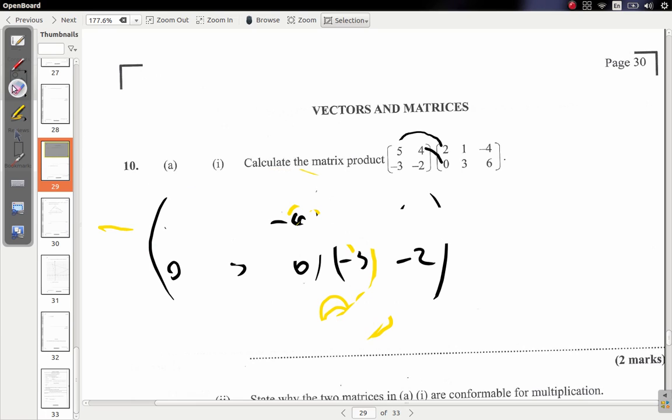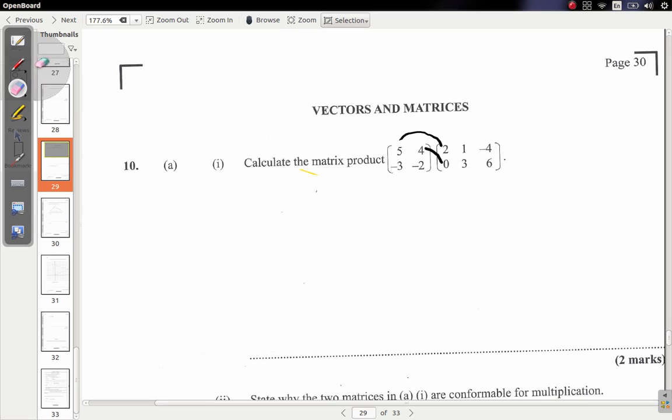So, therefore, what you have is the number of columns, 2 columns here, equal the number of rows, 2 rows here. Number of columns in the first equal to the number of rows in the second. And that is the reason.